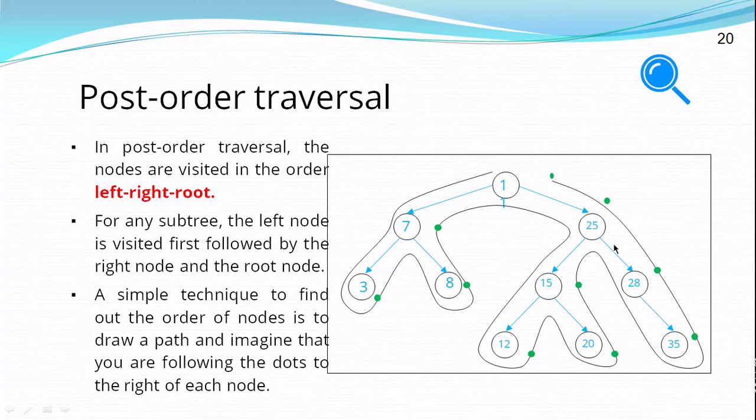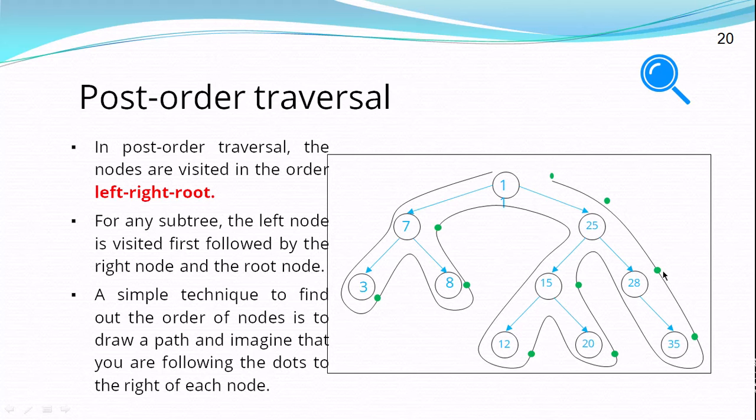Now explore its right-hand branch. Okay, here I go. I find a node. There's no left-hand branch, so I explore its right-hand branch. I come across 35. 35 doesn't have a left-hand branch, doesn't have a right-hand branch. So the rule says mark this node with a green dot. And I've now finished exploring 28's left-hand branch and 28's right-hand branch.